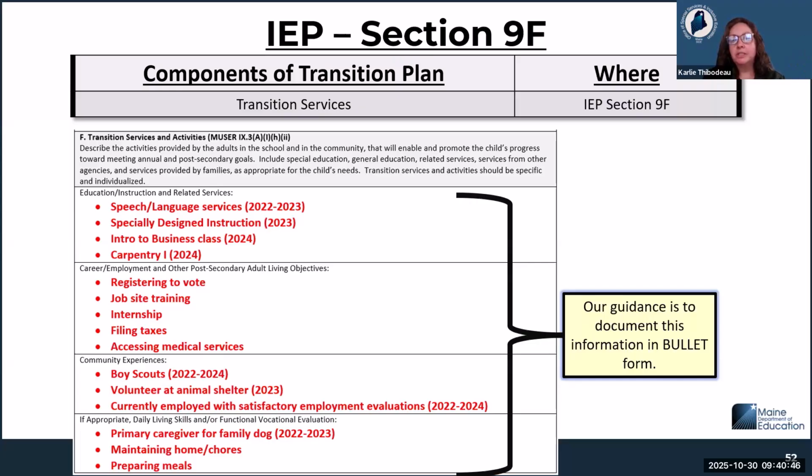So you can see here, like speech and language was 22, 23. So they no longer receive speech and language. However, they kept it on there to show that they did, and it's showing that movement that they had it, and now they no longer have it. The key in this section is you don't put anything ahead. Don't put anything in the future, right? So it's only current or previous. You can include previous, but nothing future.